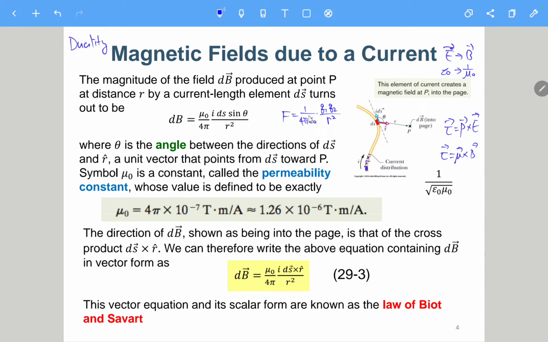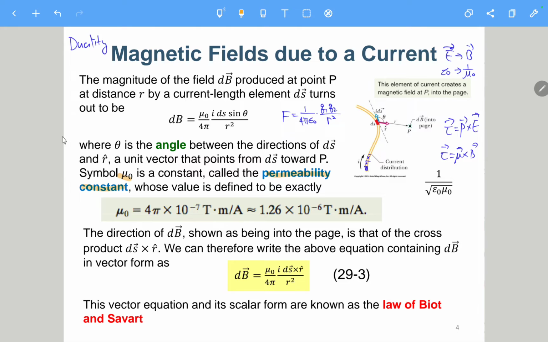Okay, so here you can see we have an epsilon naught on the bottom, and you should change it to 1 over mu naught, so it goes to the top. So what is mu naught? We still don't know what mu naught is. Mu naught is a constant called the permeability constant.